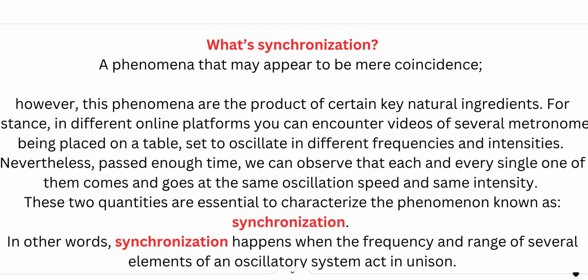Surely, every single day we experience phenomena that may appear to be merely coincidence. However, these phenomena are the product of certain key natural ingredients.